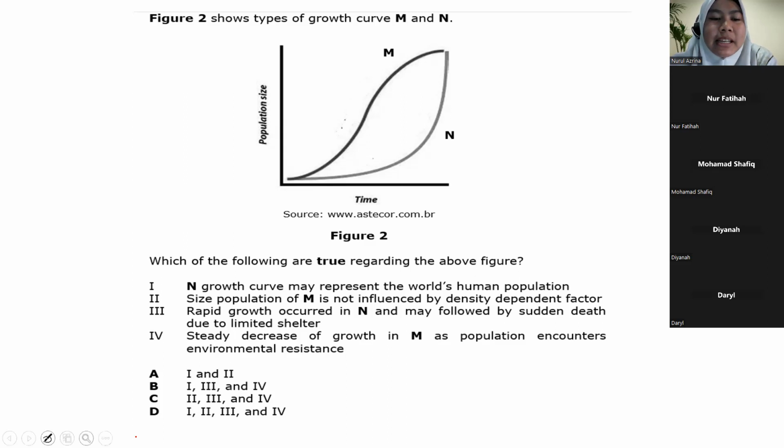Okay, now let's see. First, N growth curve.